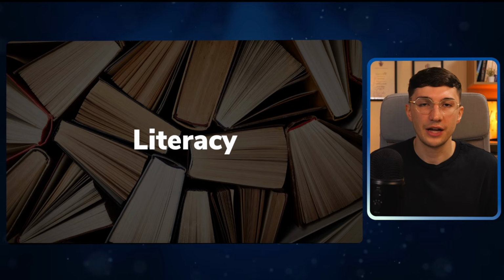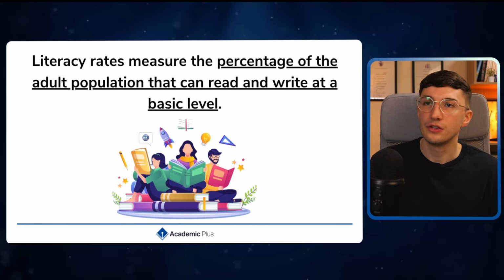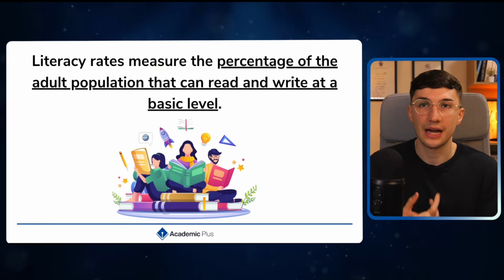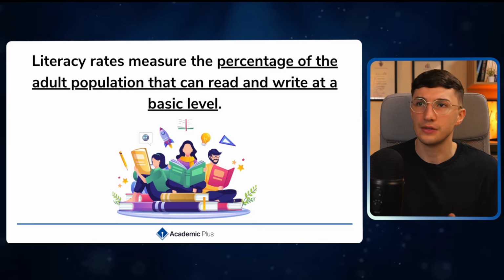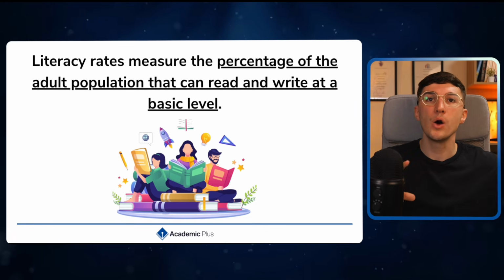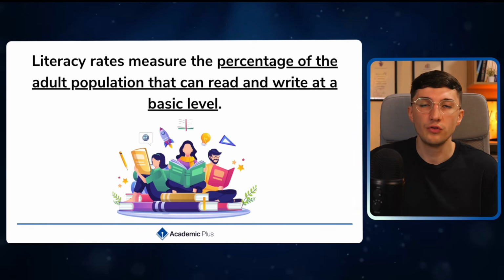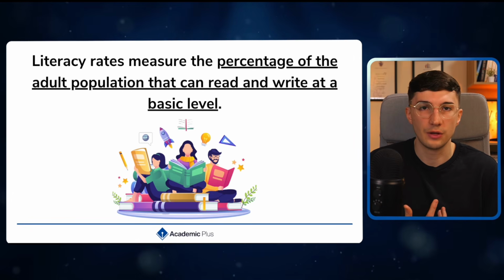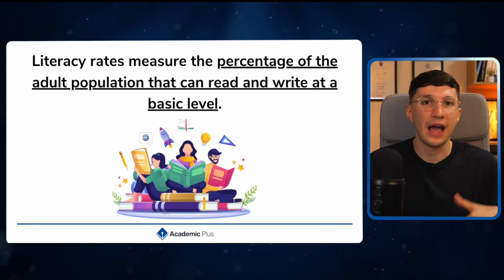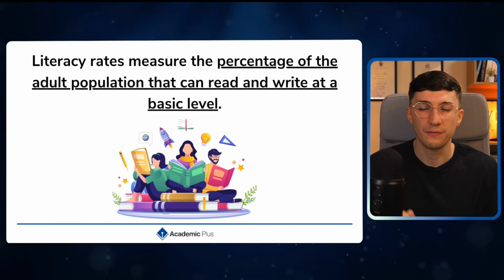The next key indicator of growth that we also have is around the literacy levels. Now, this measures the percentage of the adult population, typically above the age of 15, that can read and write at a basic level. Now, in most developed countries, it is 100%. But there are countries around the world, especially these developing countries, where they don't have educational systems in place, where the literacy rates are actually around 50%.